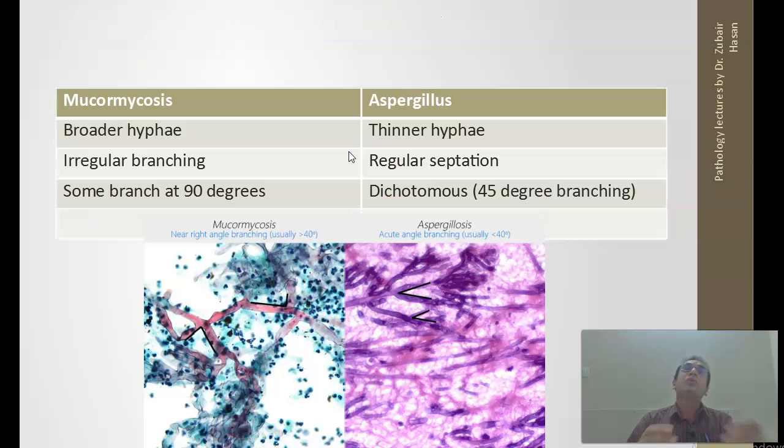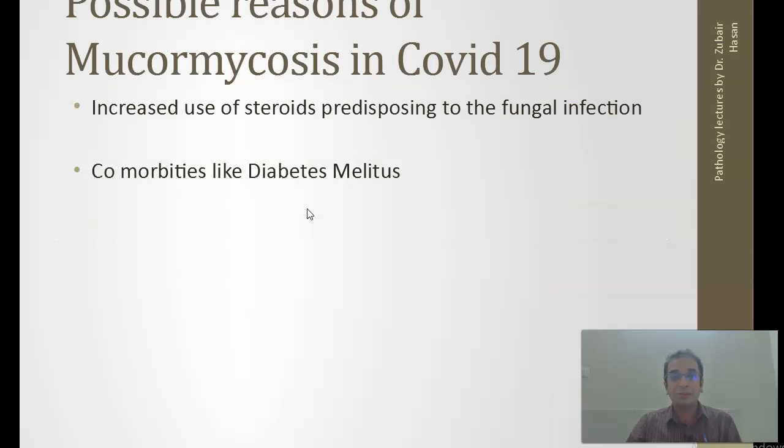We have to remember Mucor is not the only fungus. There are also other fungal infections which can affect COVID patients, or other scenarios. The common differential diagnosis is Aspergillus. Mucor has broad hyphae, Aspergillus has thinner hyphae. Irregular branching is seen in mucormycosis, regular septations in Aspergillus. Mucor branches at 90 degrees, whereas there is 45-degree or dichotomous branching in Aspergillus.